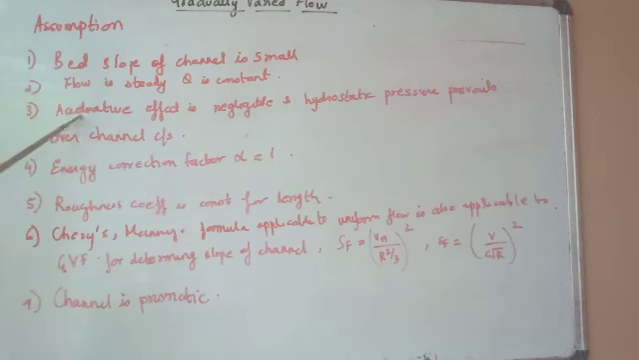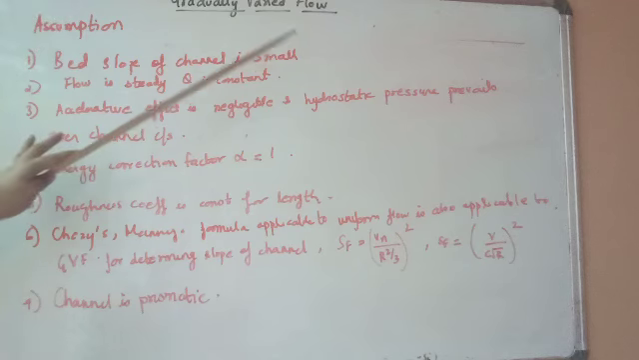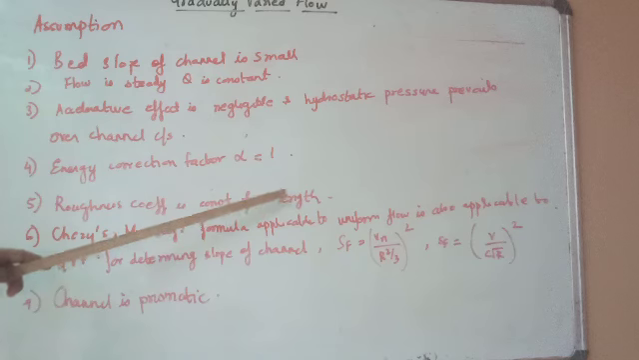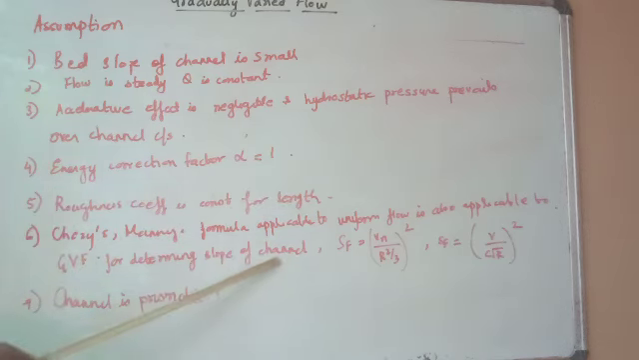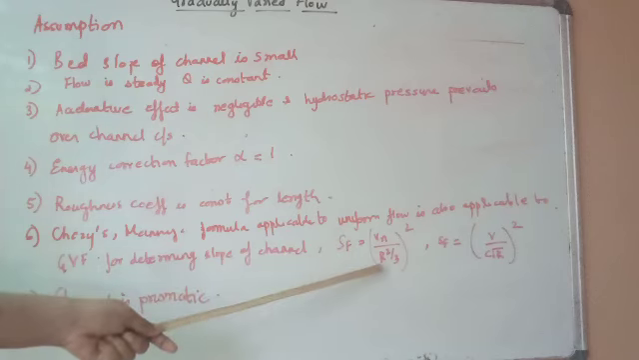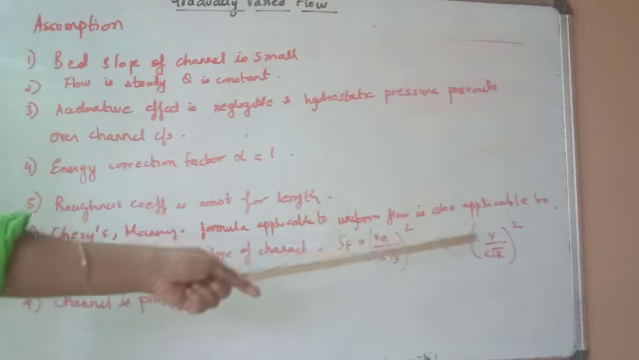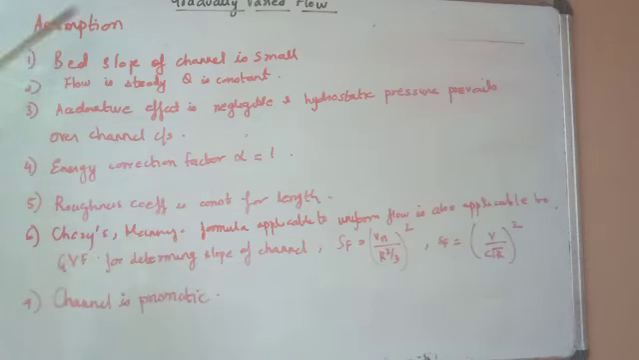That is, the effect of acceleration is negligible and only hydrostatic pressure prevails over the channel cross section, and the energy correction factor alpha is 1 and the roughness coefficient is constant for the entire length. And next, Chezy's and Manning's formulas, applicable to uniform flow, are also applicable to gradually varied flow. Like for determining the slope, you can use SF is (Vn by R raised to 2 by 3) the whole square, or SF is (V by C root R) the whole square. So these equations are also applicable to gradually varied flow, and the channel is a prismatic one.